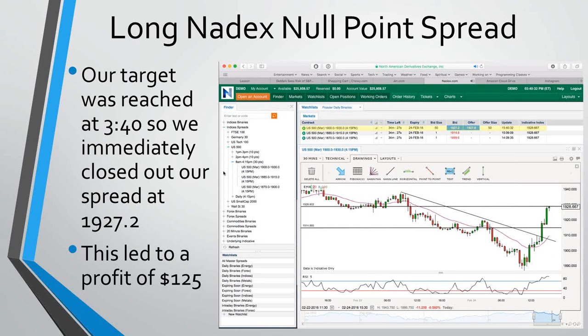A target isn't necessarily a place where you have to exit, but a target is a place where an action is necessary. And for us, with these particular short-dated expiration debit call spreads that the Nadex spreads are, it calls for us to exit the particular trade. So that's what we did here. Again, the null point spread was the right choice in this particular one because of what was happening with volatility.